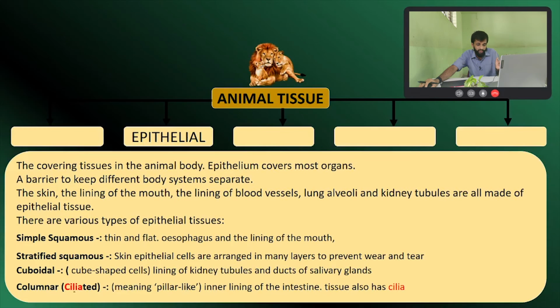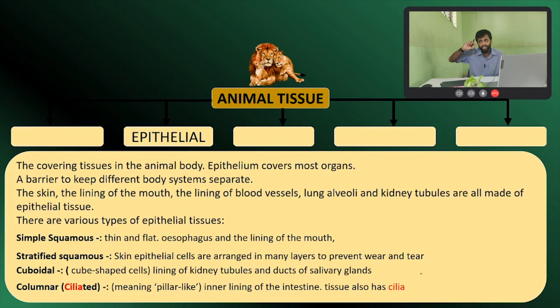Okay, remember the word, I have purposely colored it red. Okay, columnar is also called as ciliated tissue, and it means pillar like. Okay, inner lining of the intestine tissue has cilia.